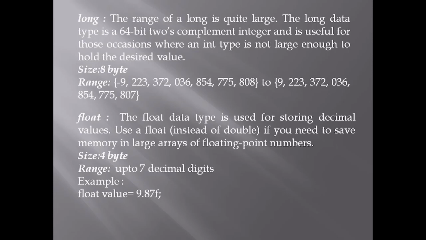In float we can store decimal values like 9.something or 2.something. Its range is up to 7 decimal digits, like after the point we can store 7 decimal digits. The size of a float value is 4 bytes. An example of initializing a float value is given below: float value = 9.87f. We have to put an f at the end of the value, particularly for float in Java.